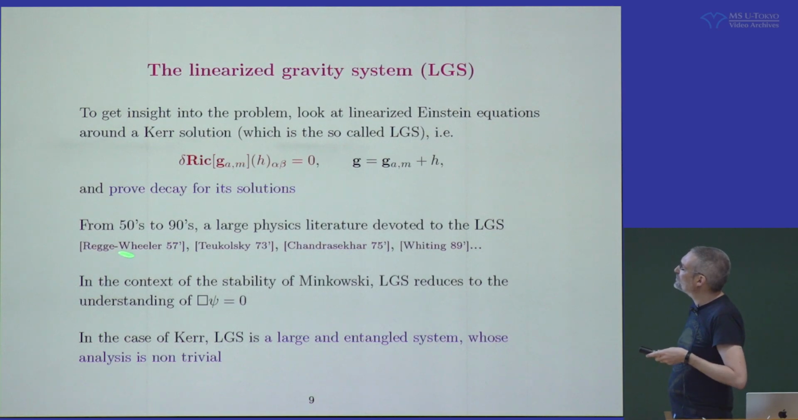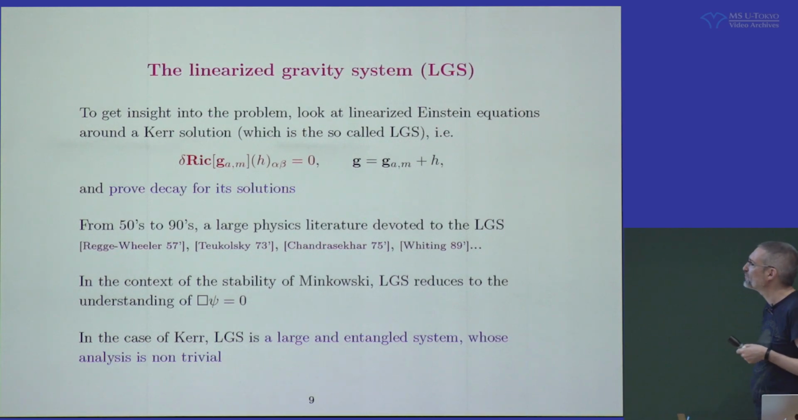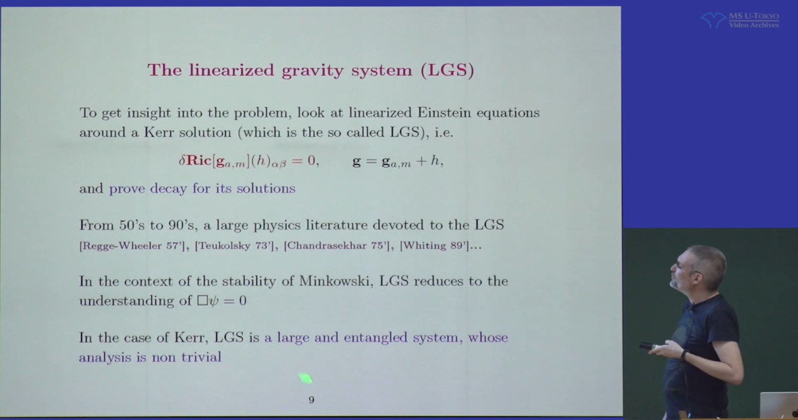Okay, so this started with the work of Roger Wheeler in the 50s and spanned up to the work of Whiting in the 90s. And here I'm mentioning also along the way the work of Teukolsky and Chandrasekhar. In fact, there is a huge physics literature, and I'm mentioning here the particular references that will be important for the talk. Okay, so let me draw an analogy with the simpler problem of the stability of Minkowski.